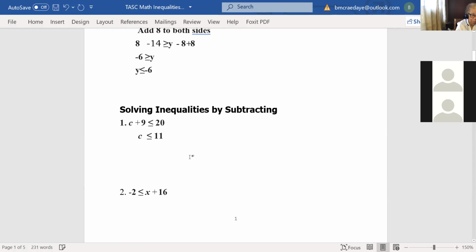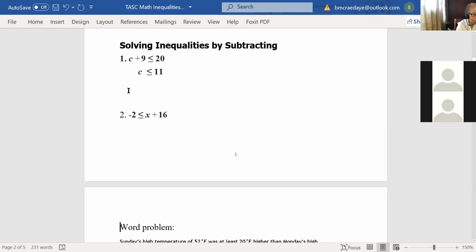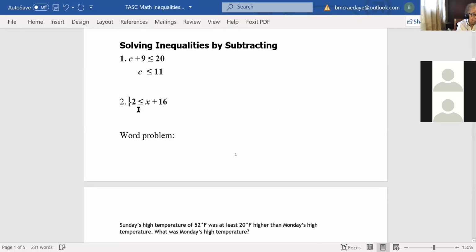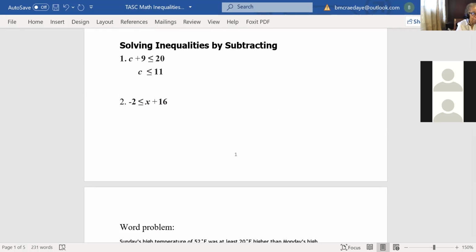Maureen, what about number 2? What's the answer? Okay, minus 2 is less than X plus 16. What is X? X is unknown. We want to solve this for X. So how would you solve it? What would you do?